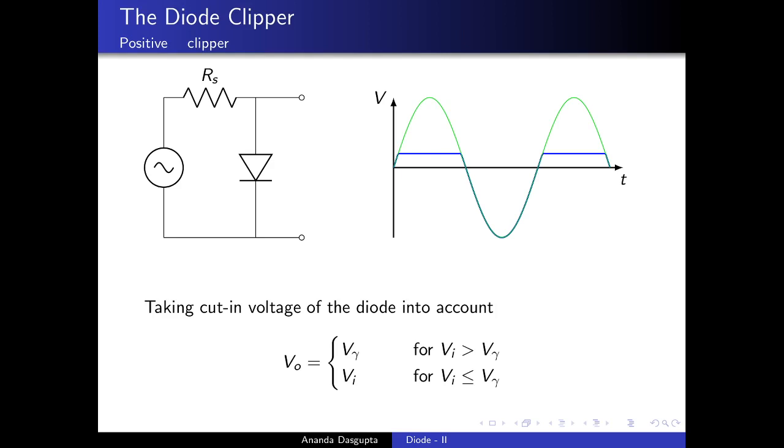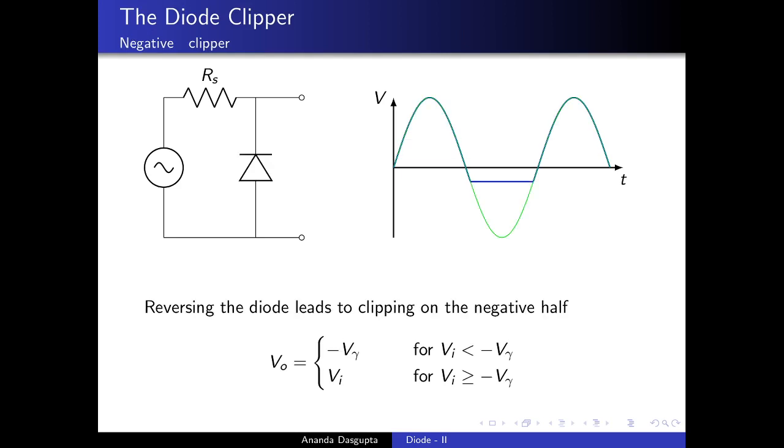Now, if you were to reverse the diode, then instead of clipping off the positive half, it will just clip off the negative half. Again, if it were ideal, it would exactly clip off the negative half. In the negative half of the input cycle, the diode would be forward biased, so no drop would occur across it. And in the positive half of the input cycle, the diode will not conduct. Hence, no current through RS, no drop across RS.